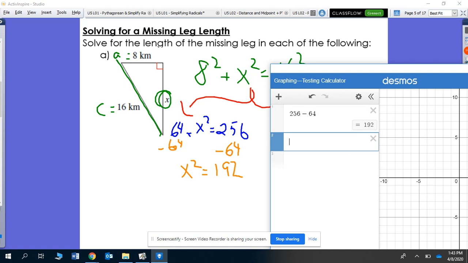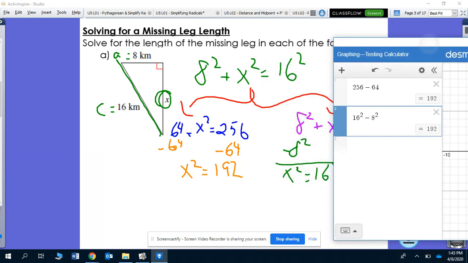And then that would be what you would type into Desmos. You'll see that we get the same thing: 16 squared minus 8 squared. So if you would prefer to just type that in, you'll get the same answer, right? But be very, very careful not to do 16 minus 8 and then square that. You're not following the order of operations, which is why that would backfire on you.